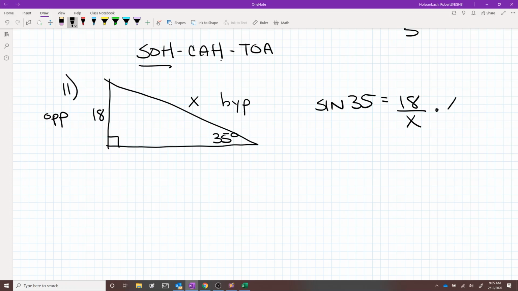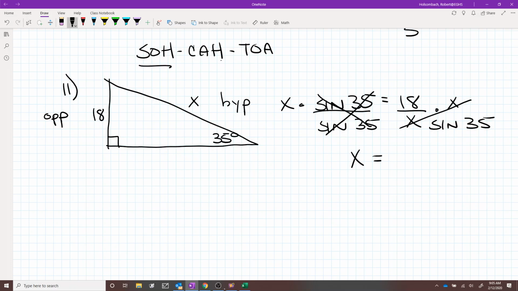So again, it's times x, so that the x's cancel, divided by sine 35. These cancel, and your x is equal to 18 divided by sine 35, which is 31.4.